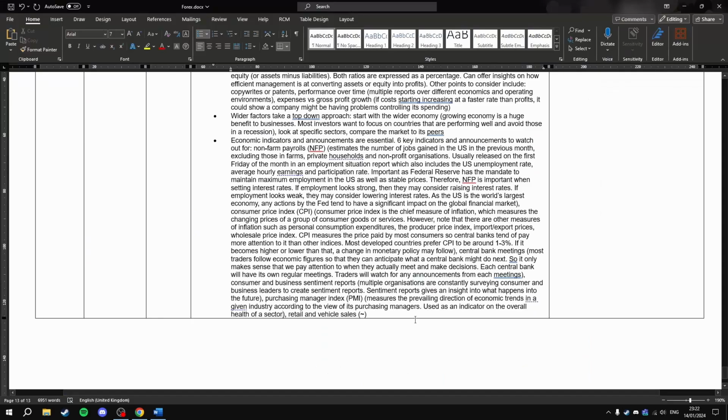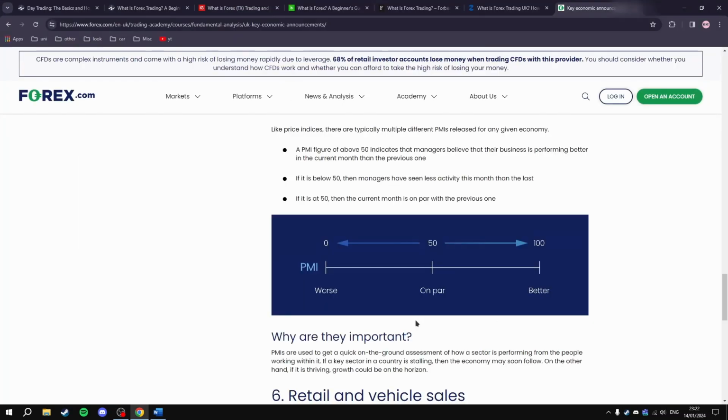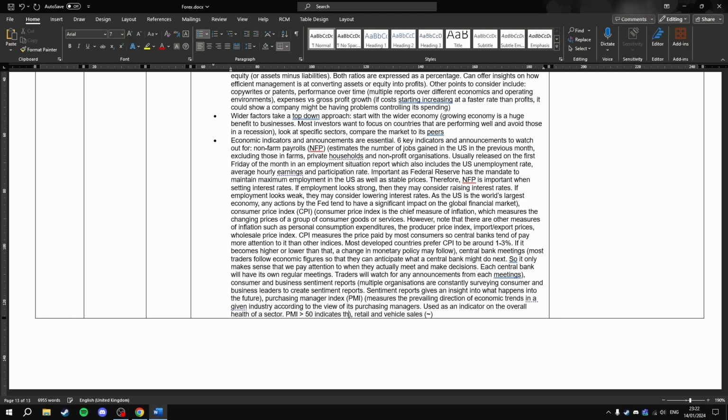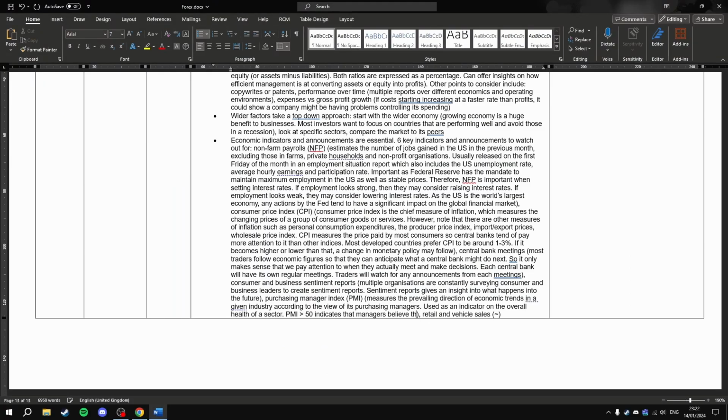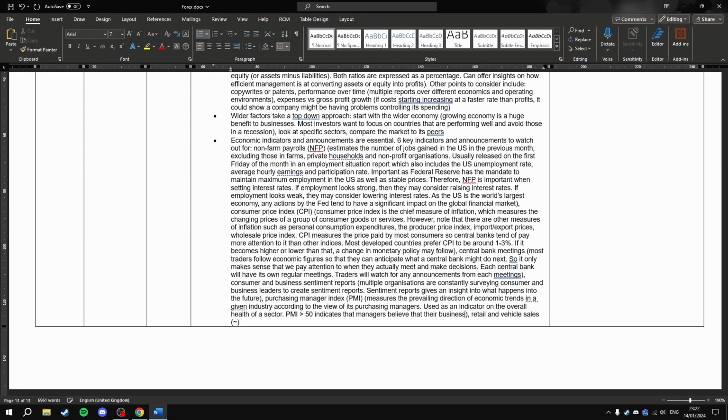So a PMI above 50 indicates that managers believe that their business is performing better than in the previous month.